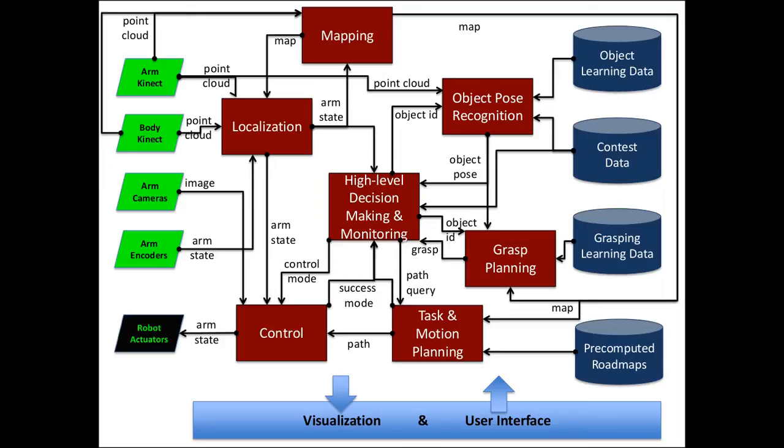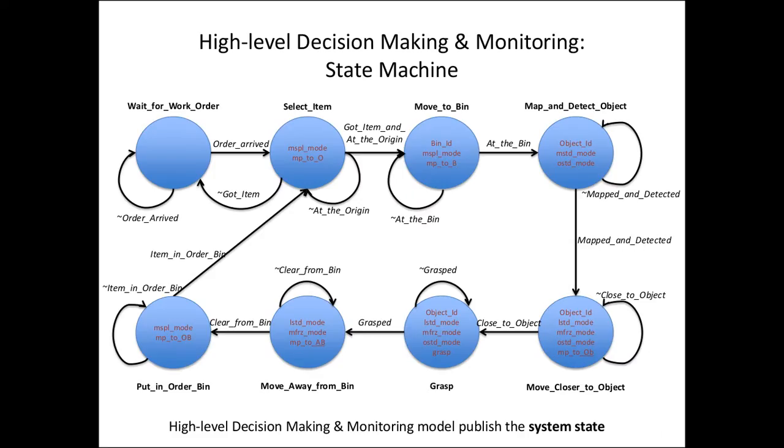trying to go ahead and build the localization, mapping, and object pose recognition models, and I had some difficulties on how those models will communicate with the high-level decision making and monitoring model. So in doing that, I built this state machine. This is the state machine I'm proposing for the high-level decision making and monitoring model.